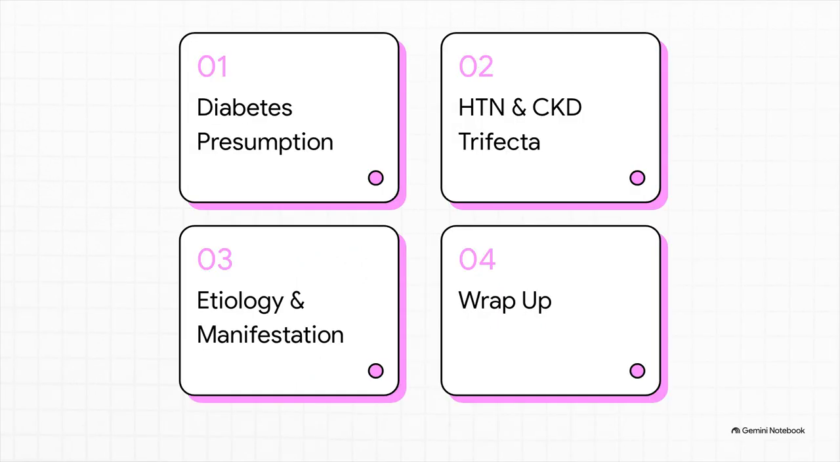Okay, let's dive into the syllabus. We're going to conquer 3 highly tested distractor traps today. First up, the diabetes with presumption. Second, the HTN and CKD trifecta. Third, etiology and manifestation rules. And finally, a quick wrap-up and a look at next time.